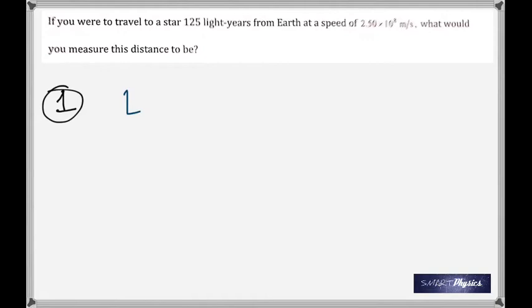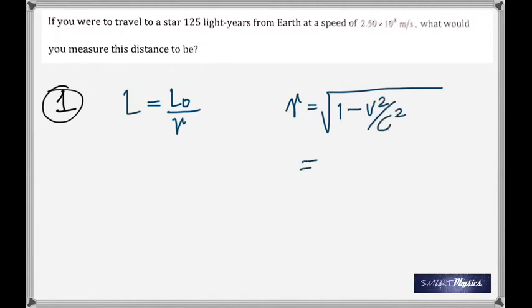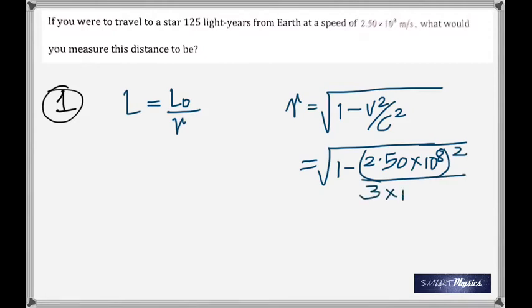Now here what we need to use is the idea of length contraction, where L is equal to L naught by gamma, where L naught is the length in a frame of reference in which there is no velocity, no movement, and L is the length from the perspective of a moving frame of reference. And gamma is the constant, which is given by 1 divided by the square root of 1 minus v squared by c squared.